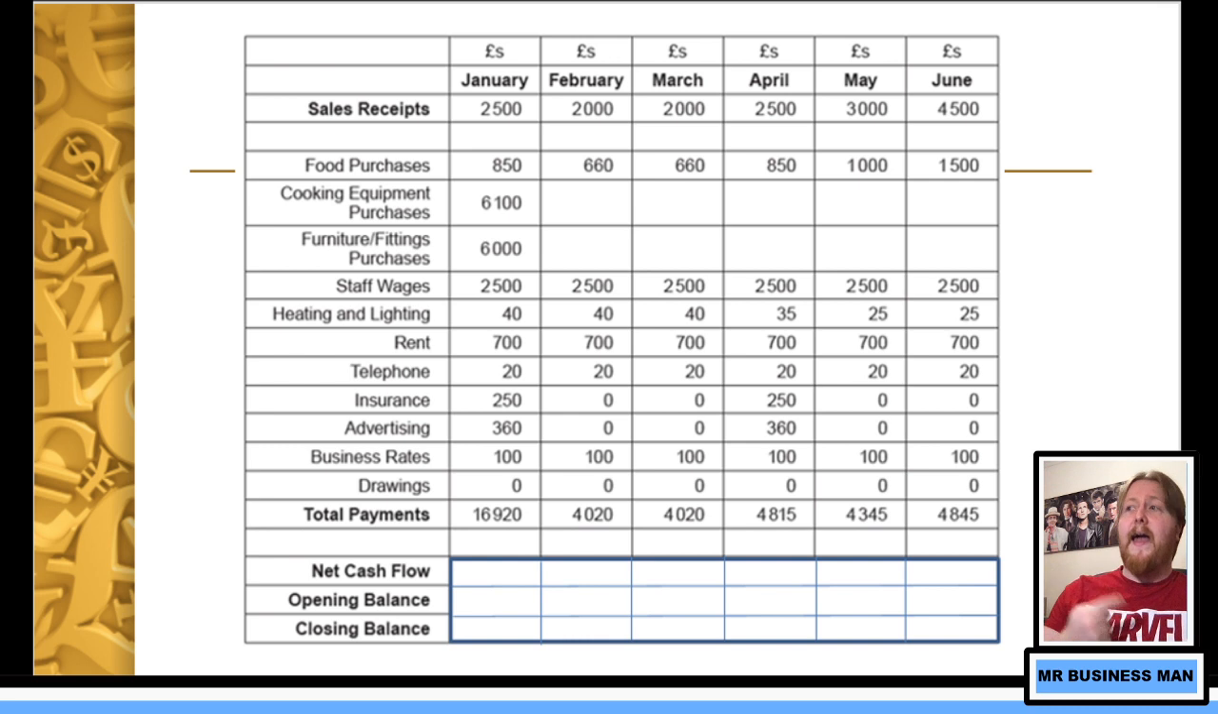2,500 coming in every month, except so 2,500, 2,000, 2,000, 2,500, 3,000, 4,500. So it's not consistent. All right, keep that held there for me. Now, everything below that, in the second section, is your outgoings. Okay, food purchases, cooking equipment, furniture, staff wages, heating and lighting, rent, telephone, insurance, advertising, business rates, drawings, total payments.